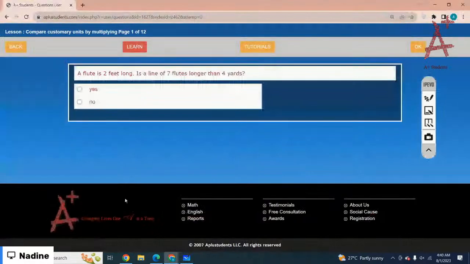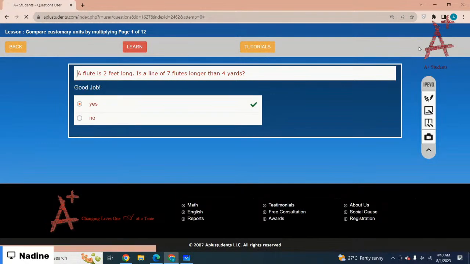The correct option is, is a line of 7 flutes longer than 4 yards? Yes, it is, because 14 feet is more than 12 feet. The correct option is yes.